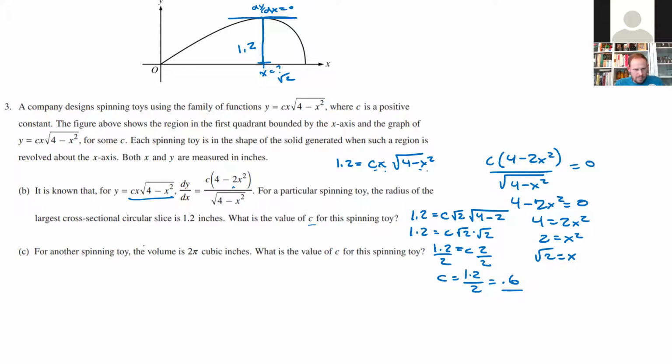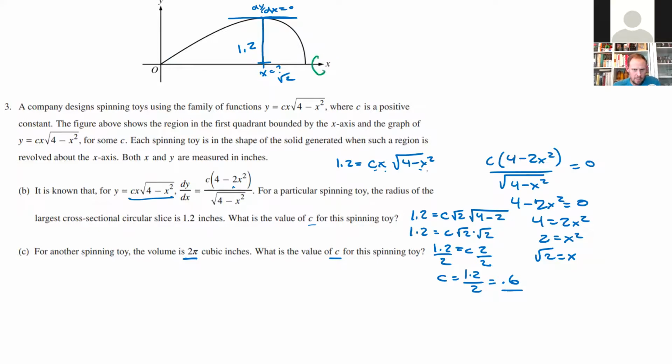All right, part C. Seems weird. We found c, and now we're doing part C. For another spinning toy, the volume is 2 pi. What is the value of c for this spinning toy? Volume means we've spun it, and now we want the integral. So if we're spinning this, again, around the x-axis, I should probably switch colors here. Green, haven't used green yet.